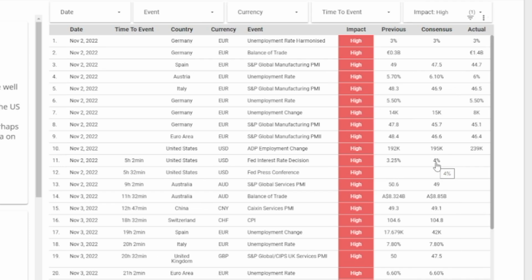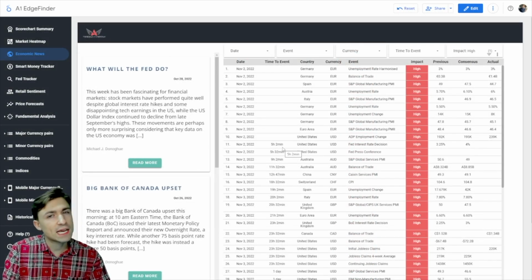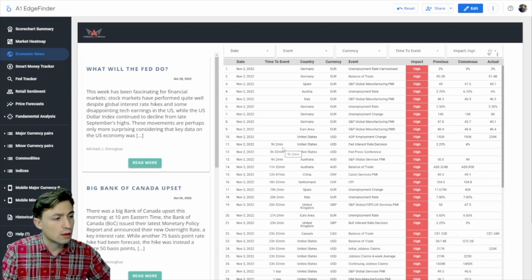Now, we've got to talk about how this might impact the dollar, how it might impact gold, and if you trade indices, that might be interesting to you as well. This is happening about 5 hours away at the time of making this, but in the next 5 to 10 hours, we'll probably get some volatility on the dollar. So let's take a look.